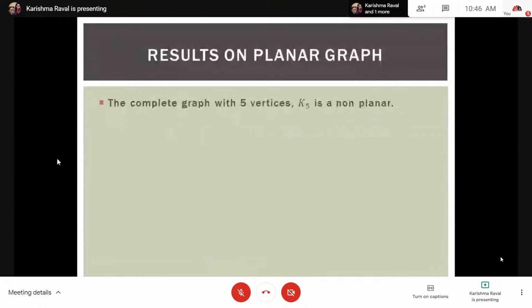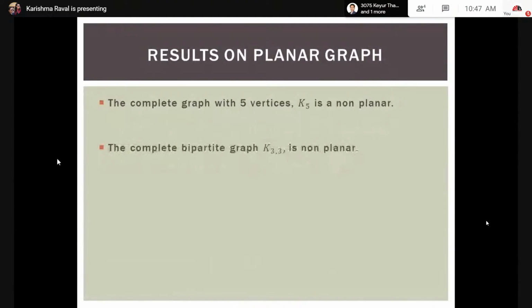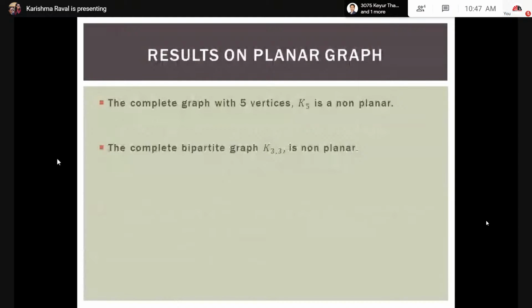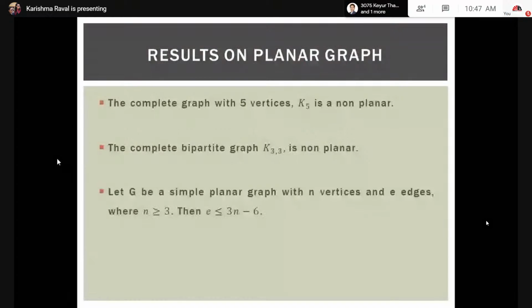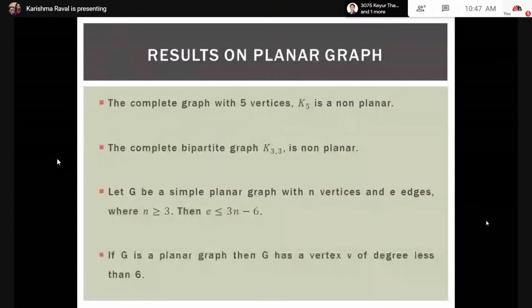K5, a complete graph on 5 vertices, is non-planar. The complete bipartite graph K3,3 is also non-planar. A graph is planar if n is greater than or equal to 3 and E is less than or equal to 3n minus 6. If G is a planar graph, then G has a vertex of degree less than 6.